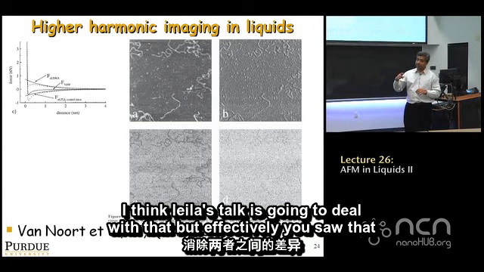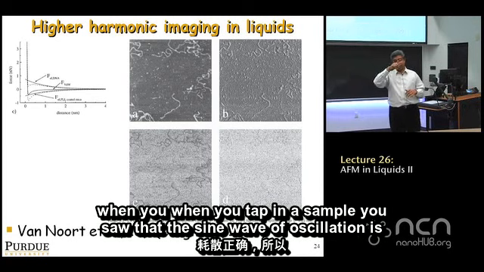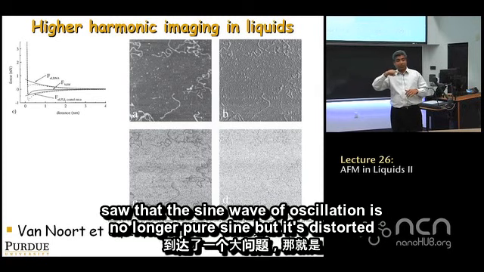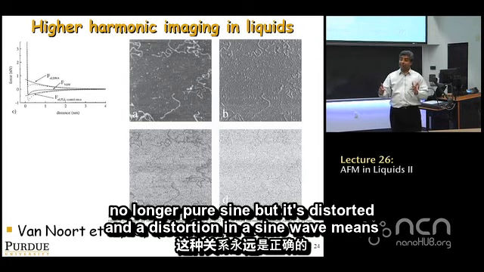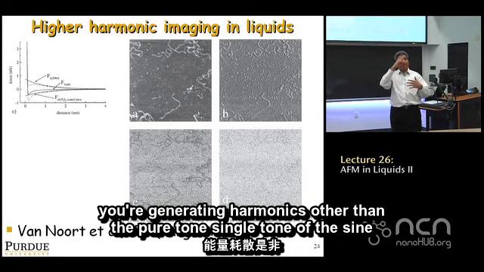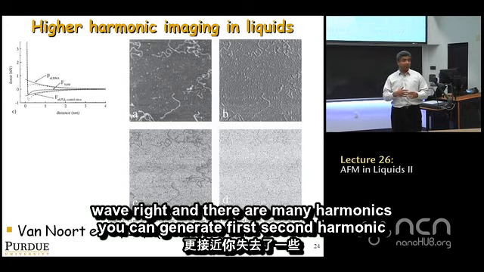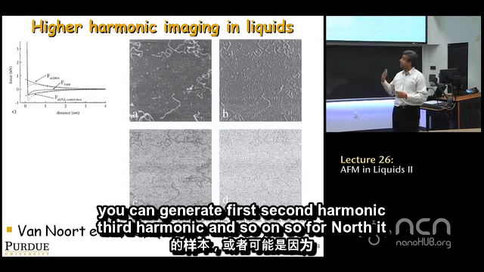But effectively, you saw that when you tap on a sample, the sine wave of oscillation is no longer pure sine, but it's distorted. And a distortion in a sine wave means you're generating harmonics other than the pure, single tone of the sine wave, right? And there are many harmonics. You can generate first, second harmonic, third harmonic, and so on.